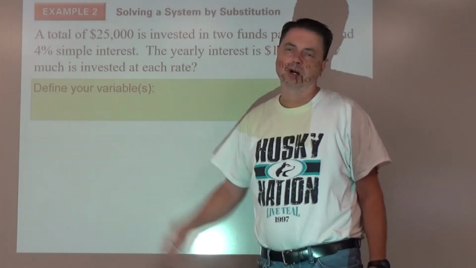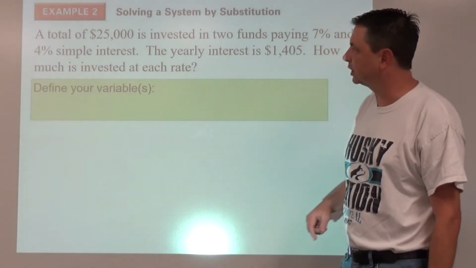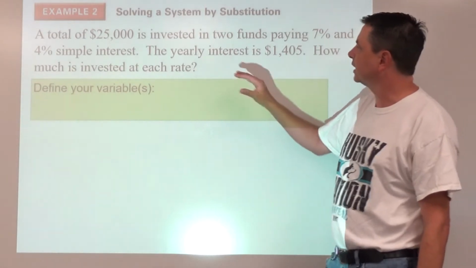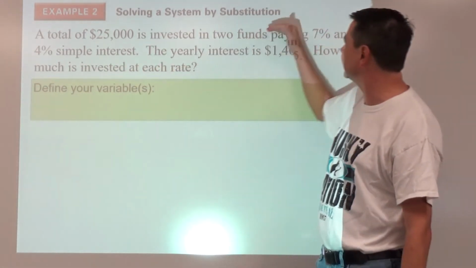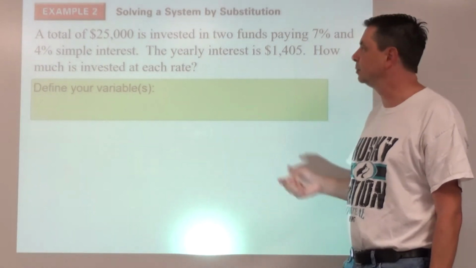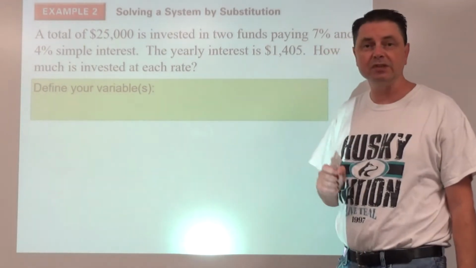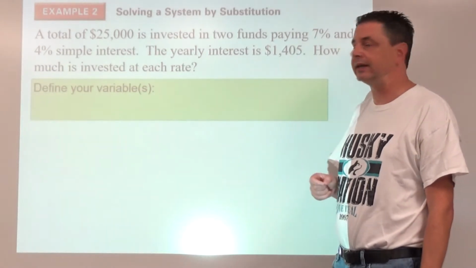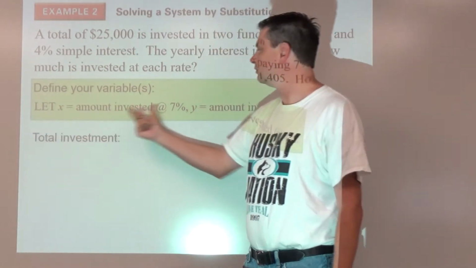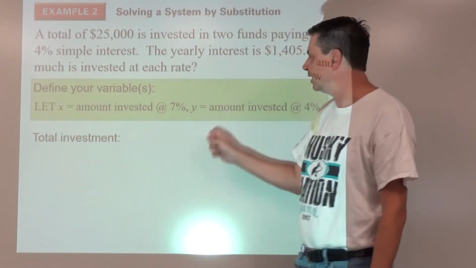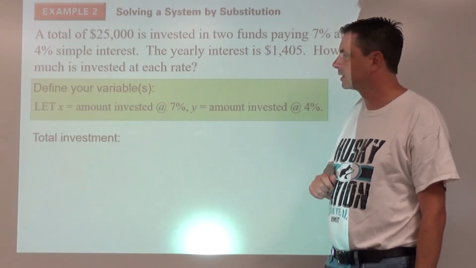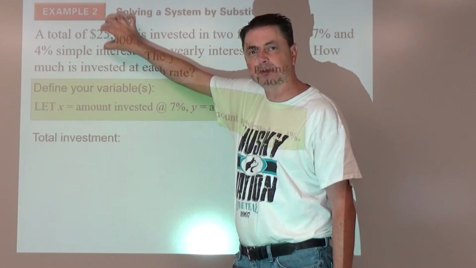Probably a really important part to this is figuring out what variables we're going to use and what they're going to mean in the problem. What we're trying to find is how much was invested at each one. Those should be our variables, whatever letters you choose to pick. But be specific. They need to be something measured or countable. So we're going to say let X be the amount invested at 7% and Y be the amount invested at 4%.